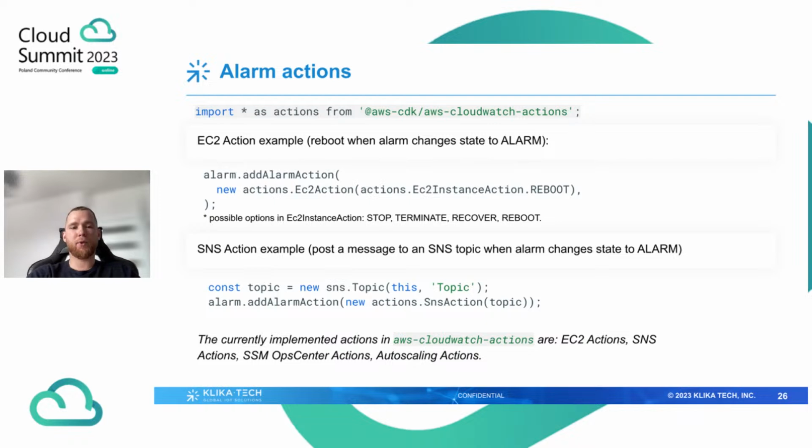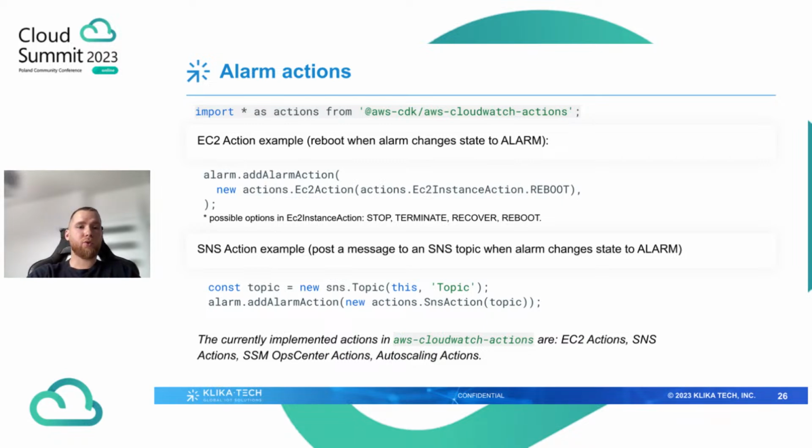In the second example, you can see how to leverage SNS service when an alarm is triggered. For this purpose, we create an SNS topic and associate it with our alarm by adding an SNS action. This configuration ensures that notifications related to the alarm will be sent to the specified SNS topic.